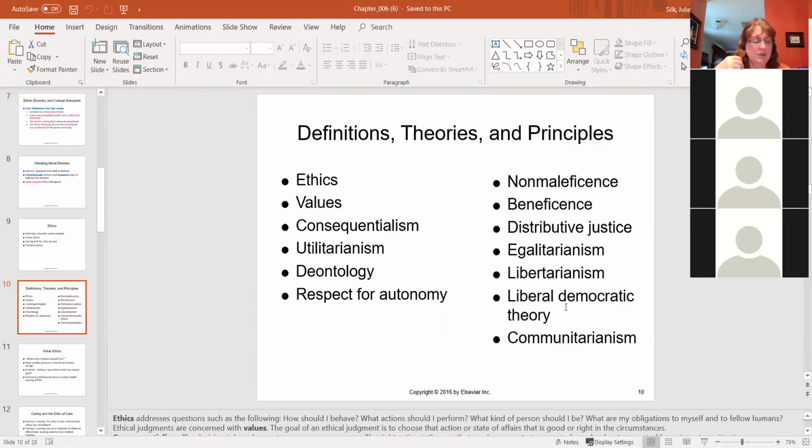I don't know if you know this next one or not, but utilitarianism. So this is a well-known consequentialist theory. So it's a type of theory that is under consequentialism. So it appeals exclusively to outcomes or consequences in determining which choice to make.